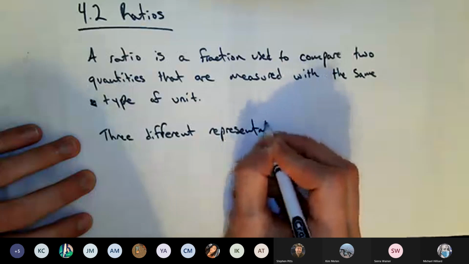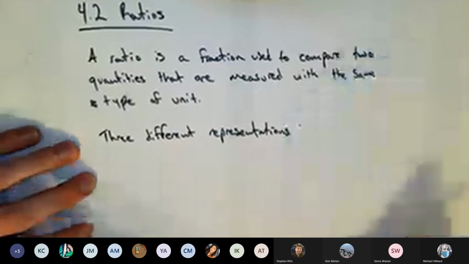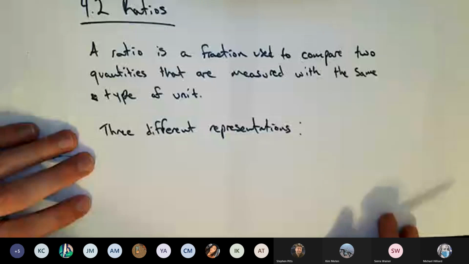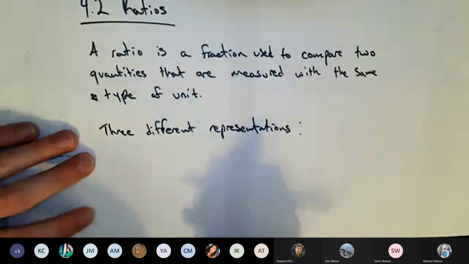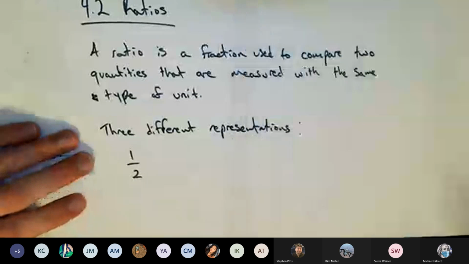This is just simple stuff here, just talking about what a ratio is and what it looks like. So the most classic kind of ratio would just be fractional form, because I told you it's a fraction, right?